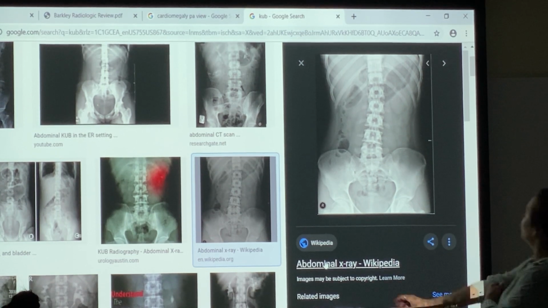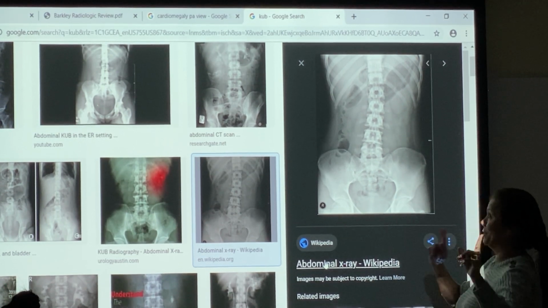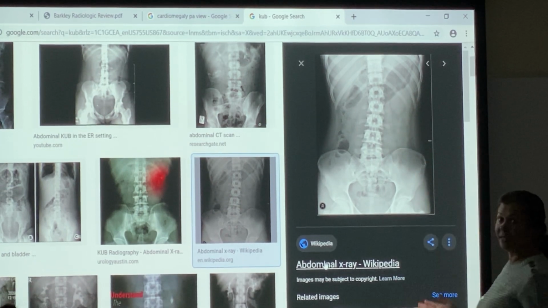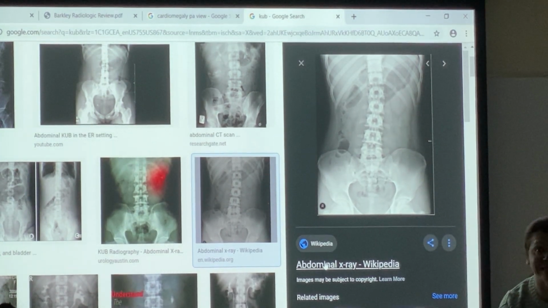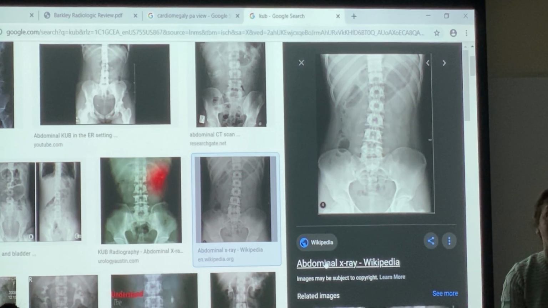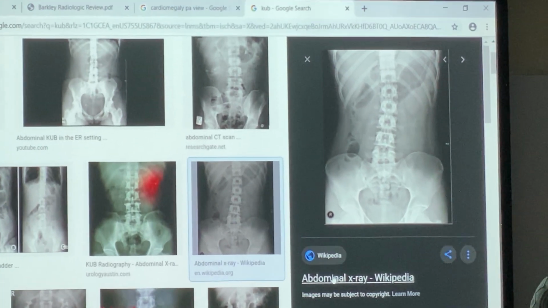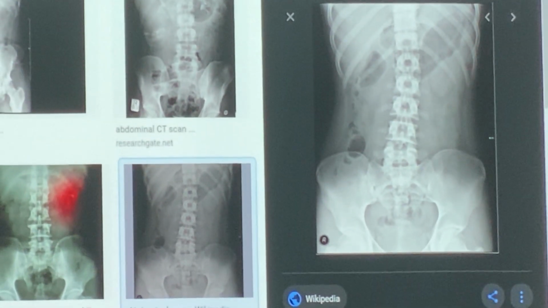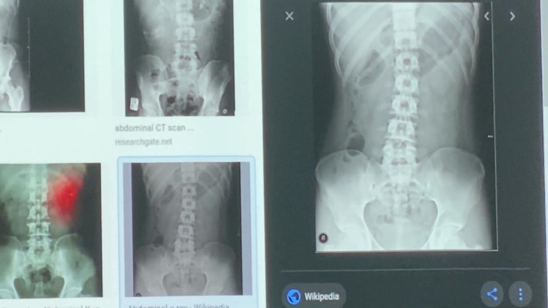Okay, so tell me you don't see it. Do you see this line? Yes. That's the psoas striatum. It has to be present. It's normal. If it's not present, that means that you have an inflammatory process or infectious process in your belly.